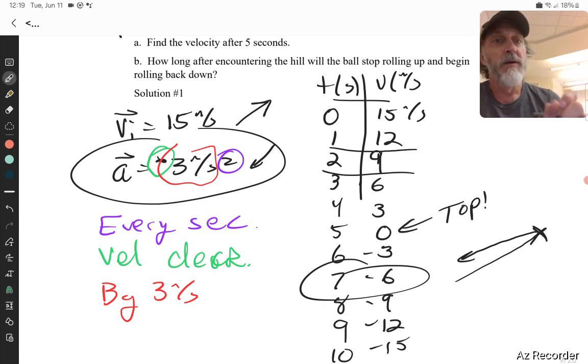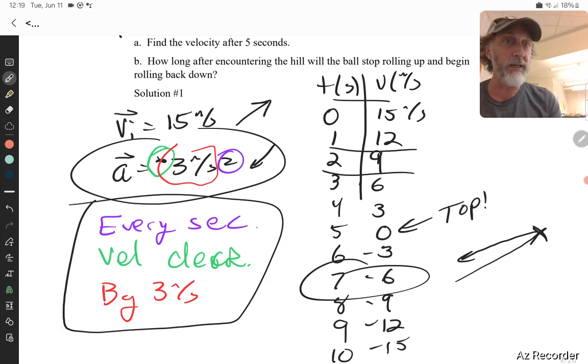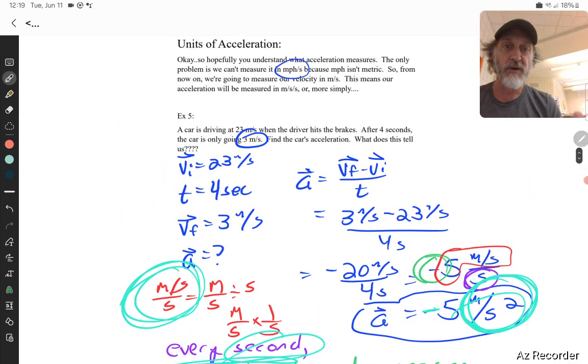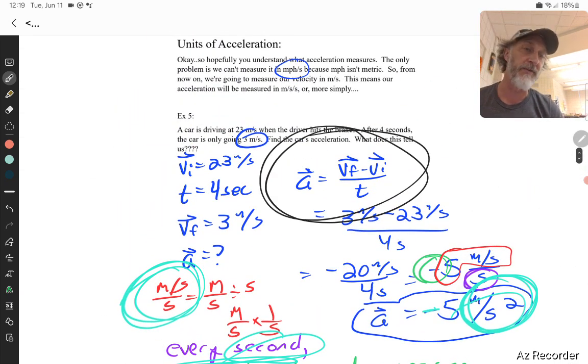Now, this is how I want you solving tonight's homework. I want you to process what the acceleration means and then use a chart. The only time you're going to actually use an equation on tonight's homework is to calculate the acceleration if it's not given to you. Okay?